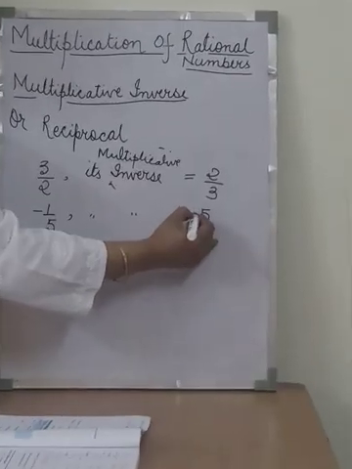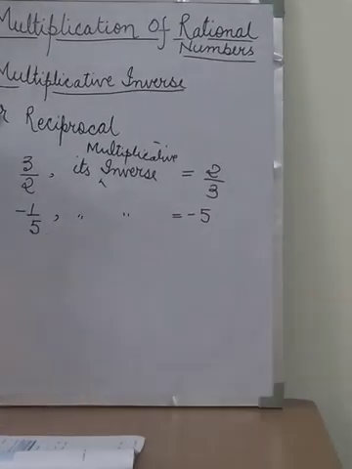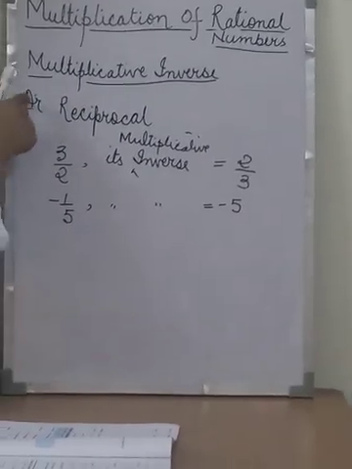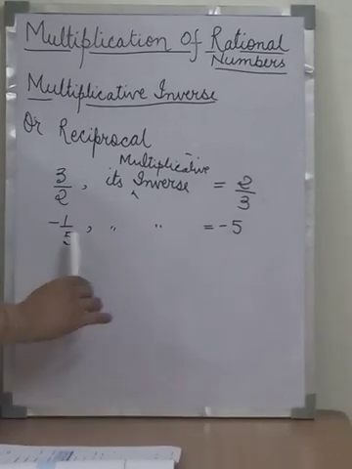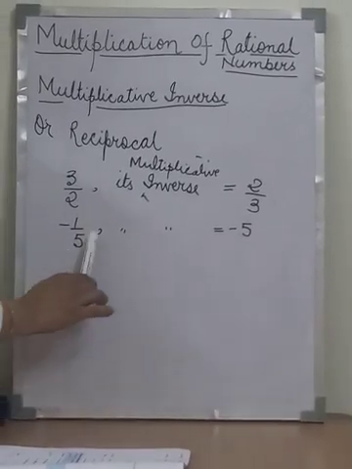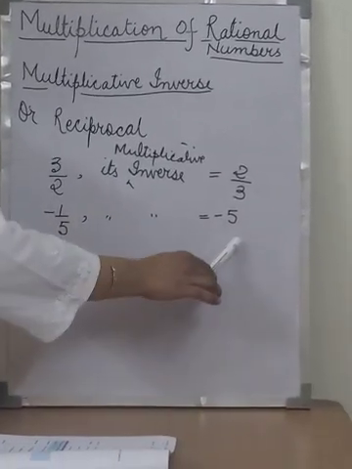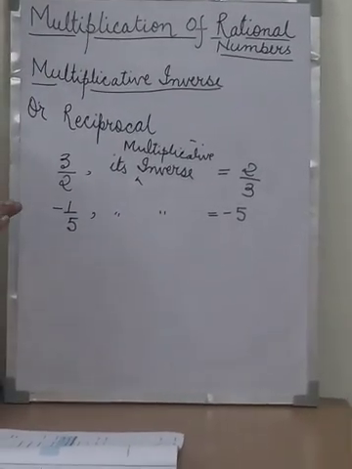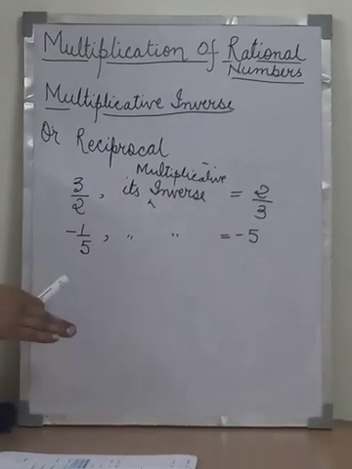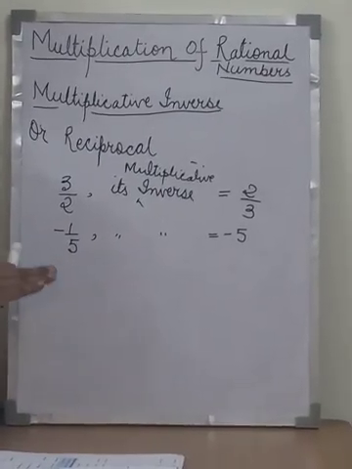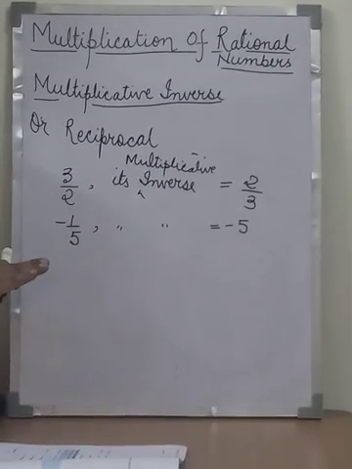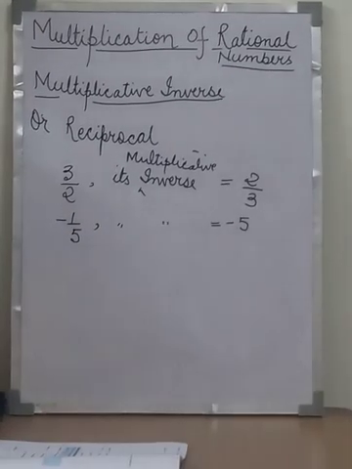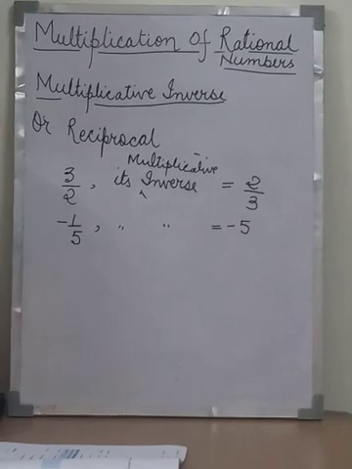And do not forget to write the negative sign, because in additive inverse we change the sign, but in multiplicative inverse we do not change the sign. We write the sign as it is. We just write the reciprocal of the given rational number. Okay children, hope you have understood. Multiplicative inverse means a reciprocal of any rational number regardless of sign. We are not changing the sign in that.